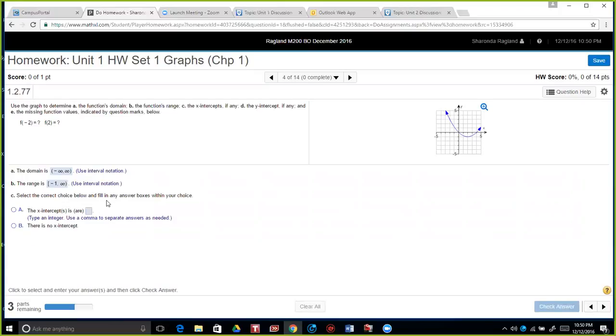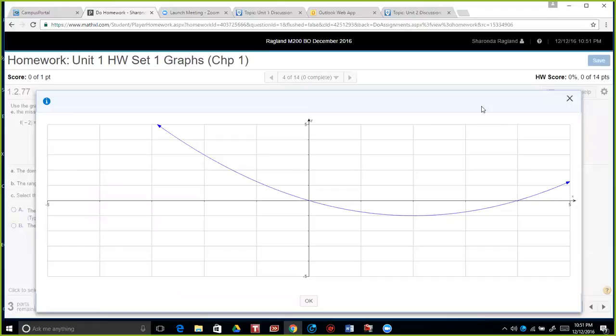x-intercept, it says select the correct choice below and fill in any boxes within your choice. All right, so the x-intercept. So what is an x-intercept? An x-intercept is where the graph crosses the x-axis. All right, so basically we can see that it crosses the x-axis here, and it also crosses the x-axis here. So we have two intersections. Okay, and so that's at 0, 0, and then this is at, let's count, 1, 2, 3, 4. So 4, 0.